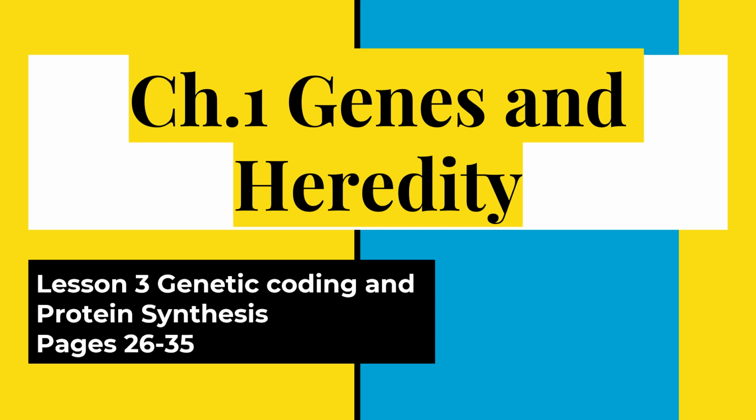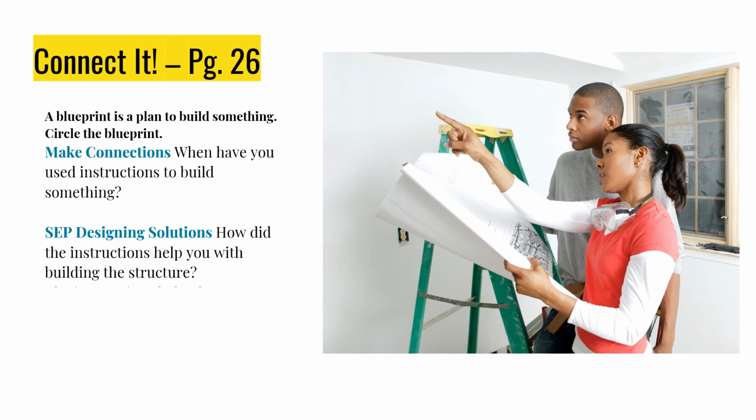Topic 1, Genes and Heredity, Lesson 3, Genetic Coding and Protein Synthesis, pages 26 to 35 in your textbook. All right, as always, we're going to start with the Connect, this time on page 26.